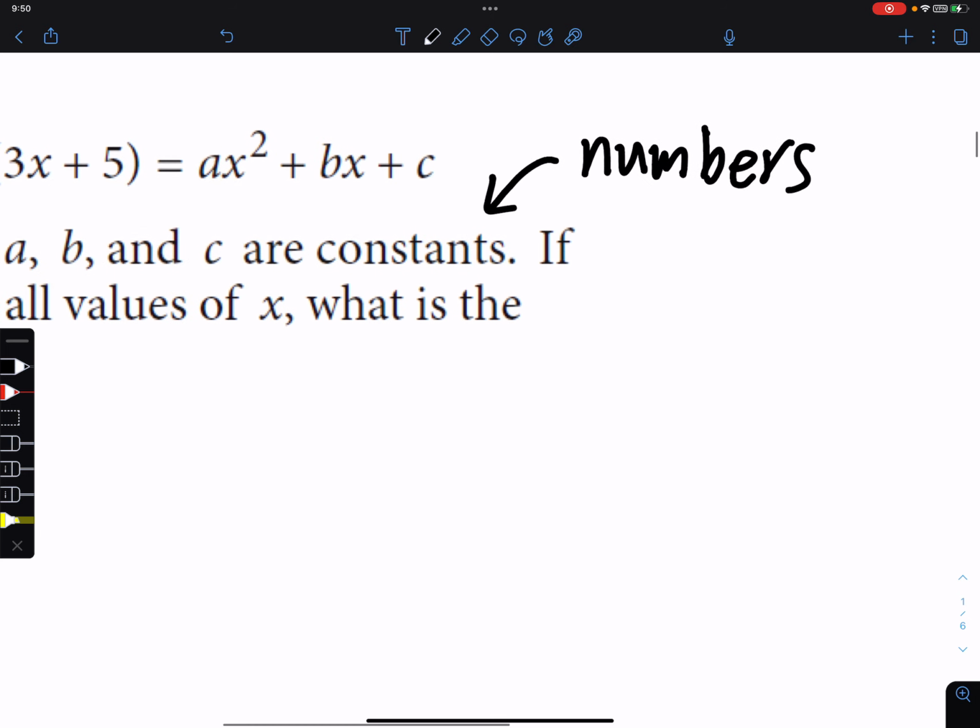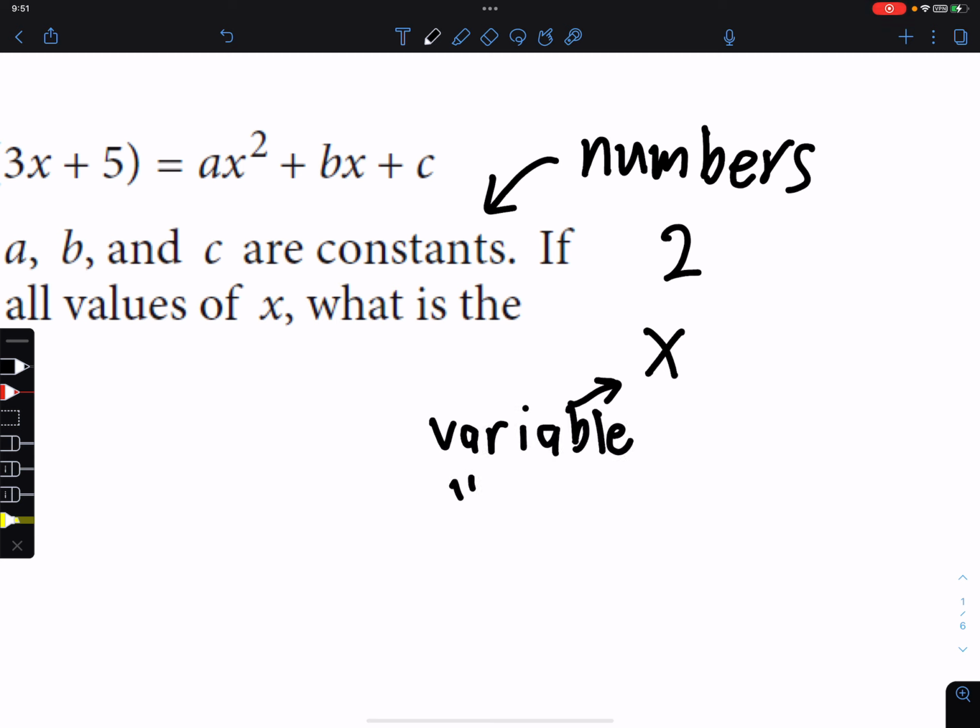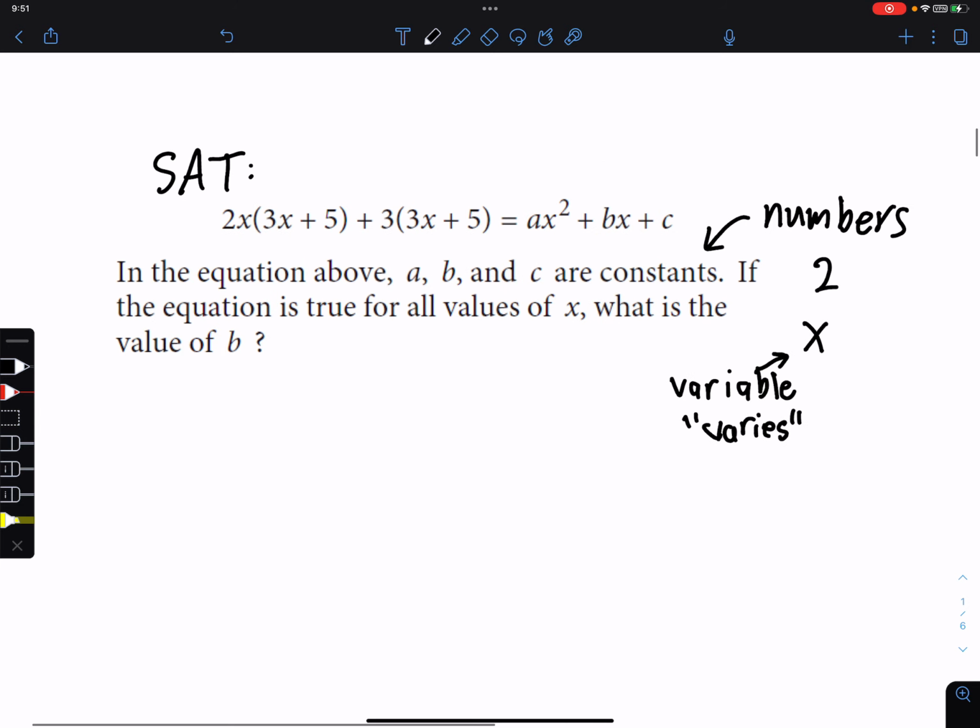And why are they called constants if, like, 2 is called a constant? Well, 2, you know the value of 2. It's always just 2. But if you think of x, for example, in one problem, x might be 2. But in another problem, it might be 13 or negative 27, right? And so that's why this is called a variable, because it varies. Okay, and then let's keep on reading. If the equation is true for all values of x, that just means the equation is true. What is the value of b?